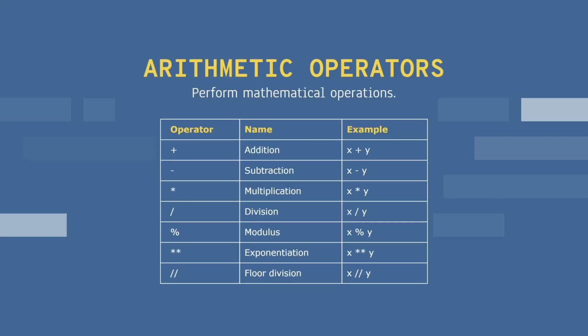Next, we have arithmetic operators, which are pretty self-explanatory. We just use them to perform mathematical operations, and they are on the screen for your reference. Some arithmetic operators that you might have never seen before are modulus and floor division. Modulus calculates the remainder when one number is divided by another, and floor division gives you the quotient without any decimal places. So it's a quotient rounded down to the nearest integer.